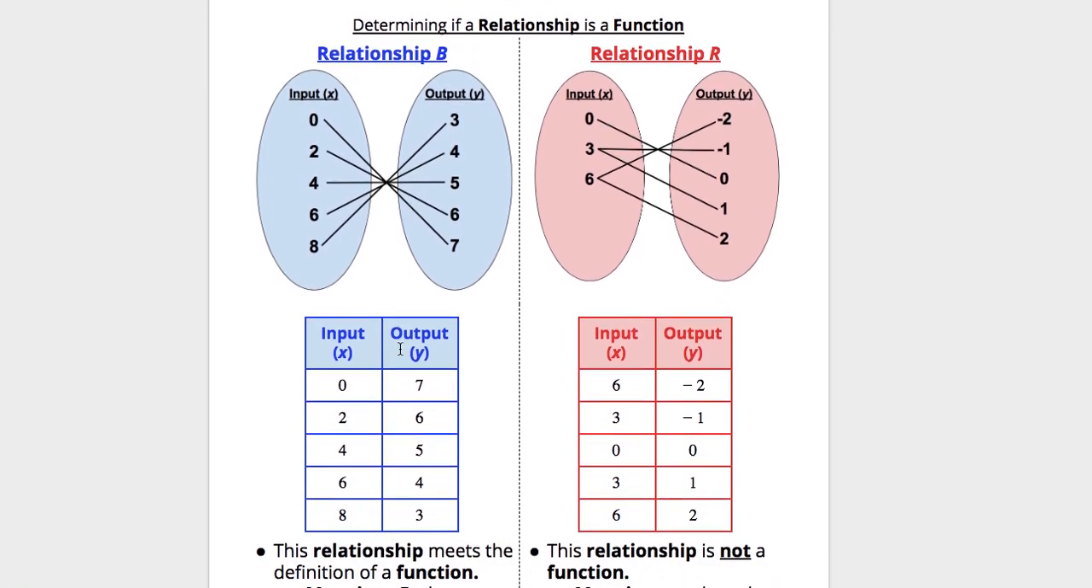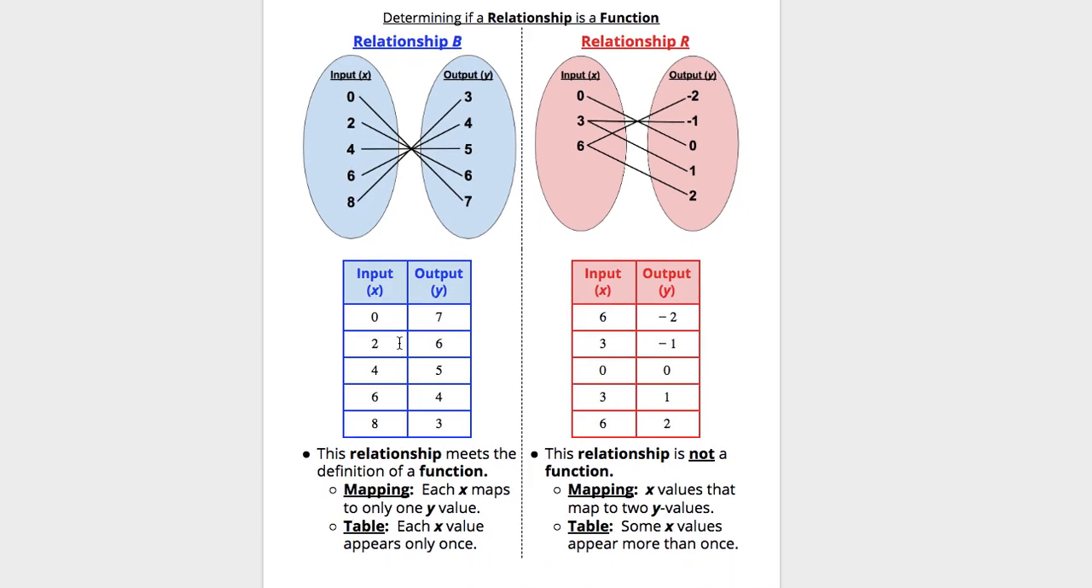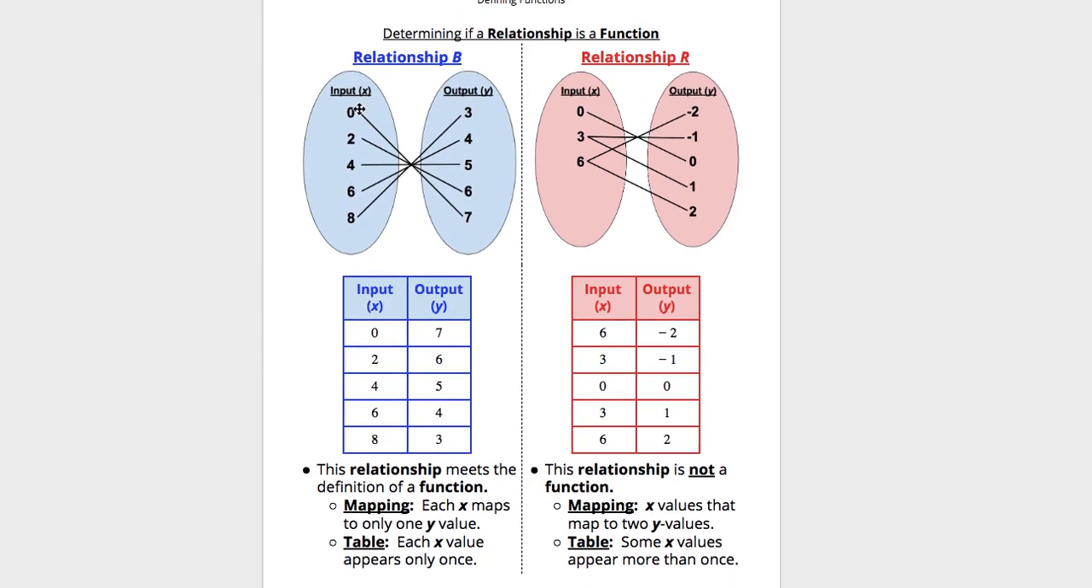We see two examples here of relationships that could be considered functions or not functions based on our definition. Here's the blue relationship from the prior video and the red relationship from the prior video, and their tables that are completed. The blue relationship would meet the definition of a function.